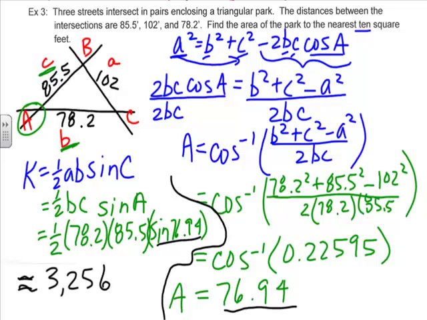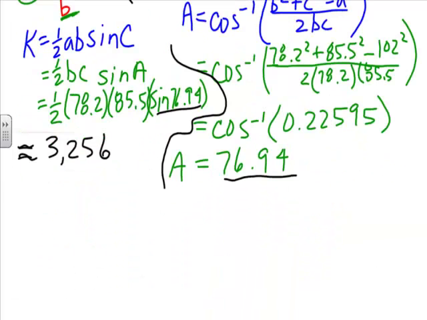3,256, and I hope you're going along with me so you can make sure you're good with what buttons to push. Since this says to the nearest 10, I can't quite walk away yet because I need to look at this thing and say this is my tens position and that number is bigger than 5. So to the nearest 10, this is going to be 3,260 square feet.